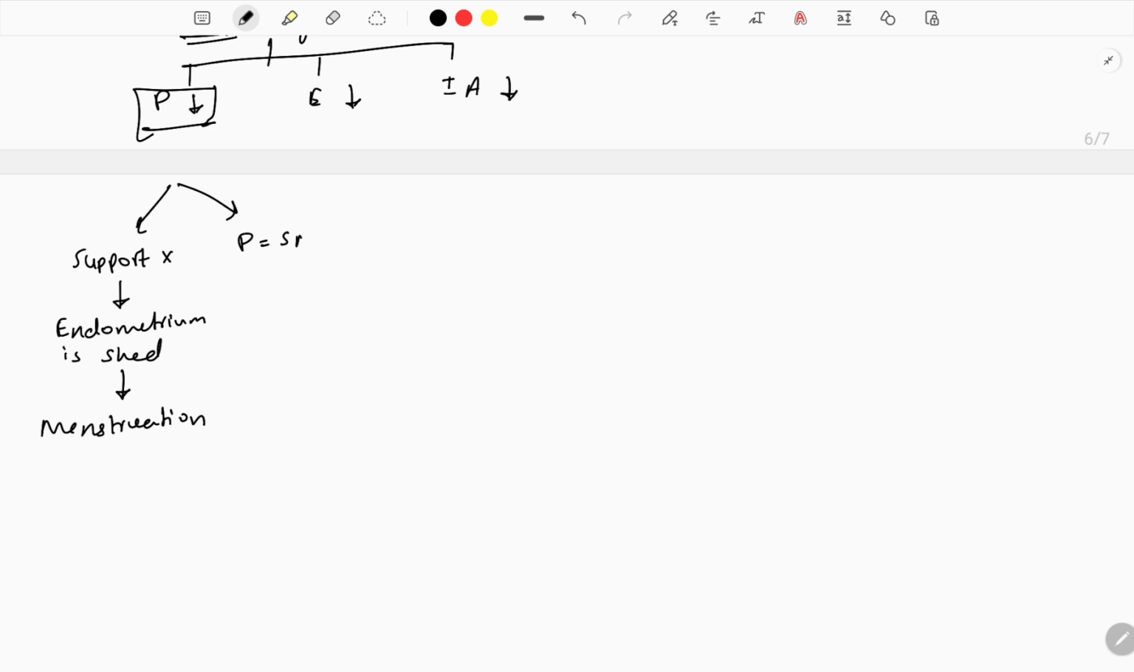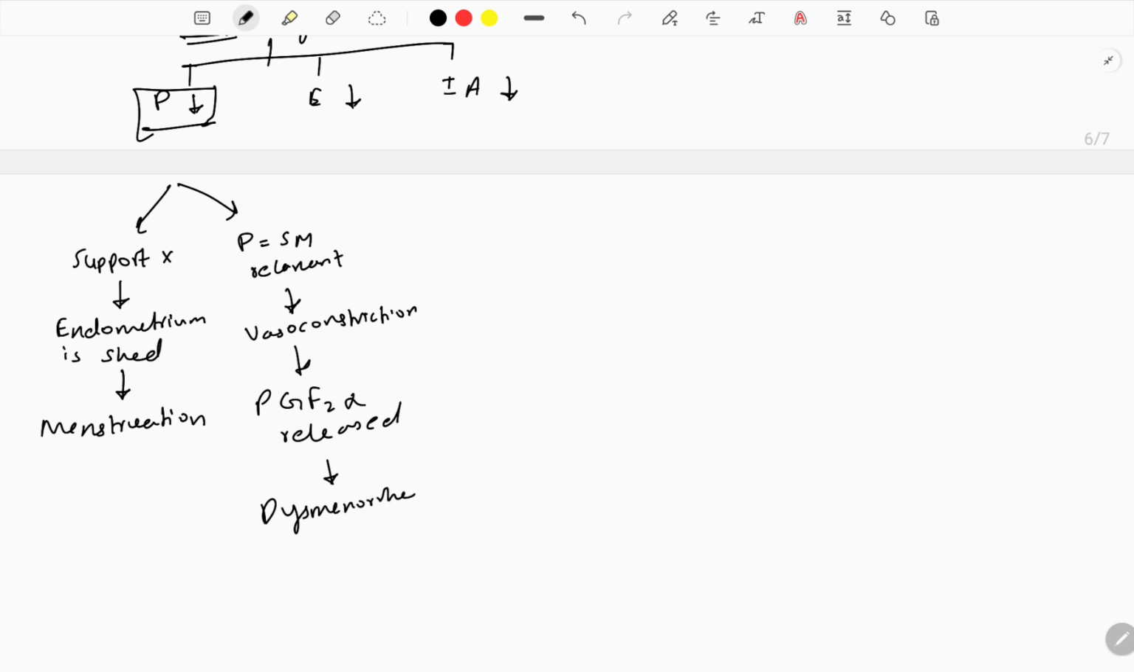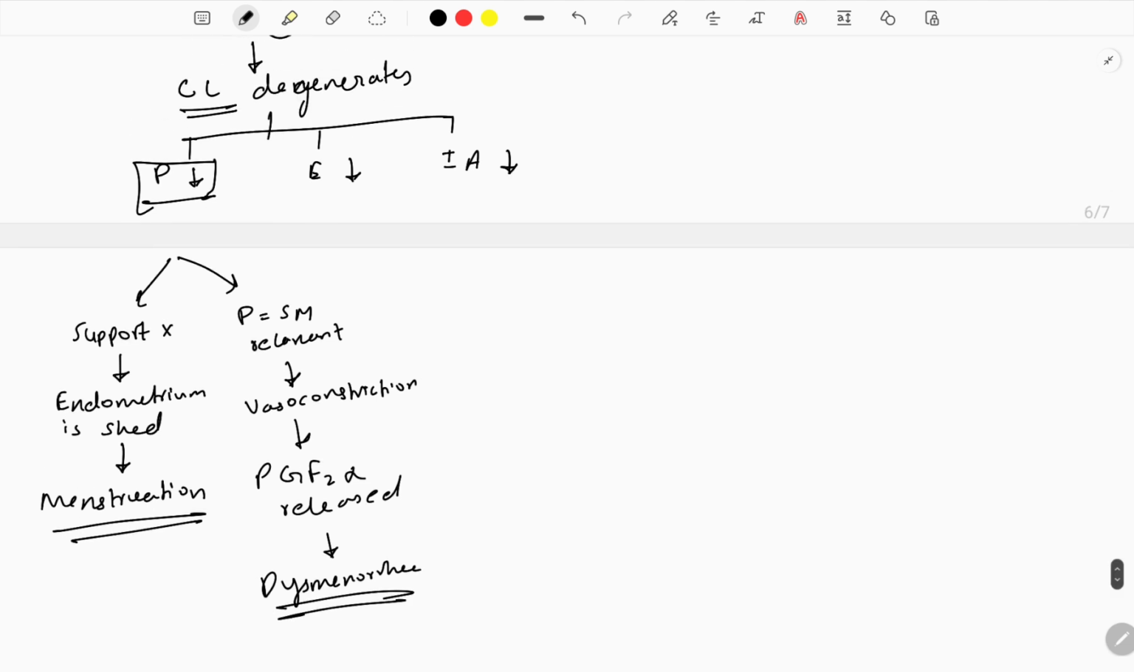Progesterone is a smooth muscle relaxant. Now, if this progesterone is decreased, it leads to vasoconstriction. PGF2 alpha is released, which leads to pain, dysmenorrhea. These are the two effects because of the decrease in progesterone.